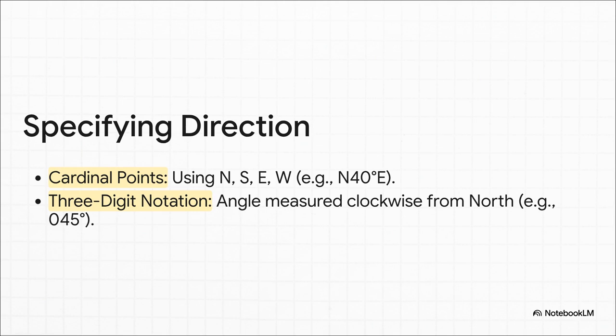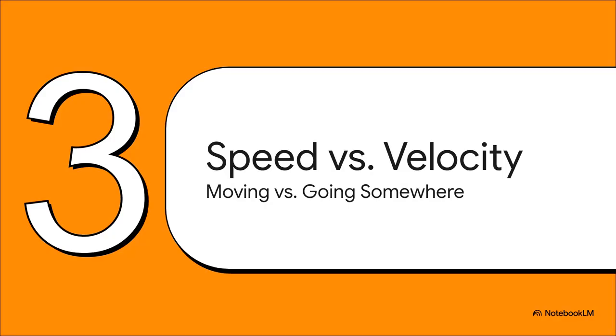Or, if you want to be really exact, you use a 3-digit angle measured clockwise from north, kind of like what pilots and sailors use. So we've figured out the difference between the path and the shortcut. Now let's talk about how fast we're traveling.